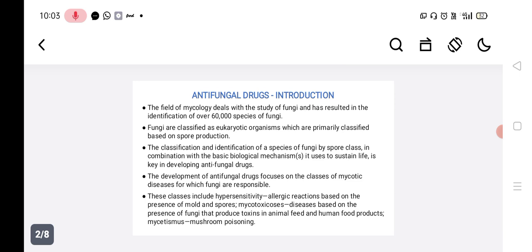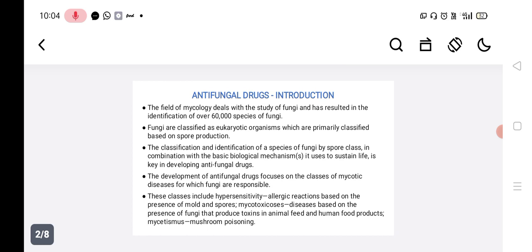The field of mycology deals with the study of fungi and has resulted in the identification of over 60,000 species of fungi. Fungi are classified as eukaryotic organisms which are primarily classified based on spore production. The classification and identification of a species of fungi by its spore class, in combination with the basic biological mechanisms it uses to sustain life, is key in developing antifungal drugs.